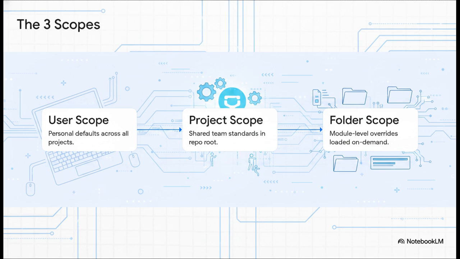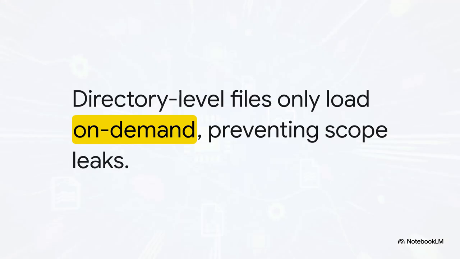Now, Claude Code resolves conflicts by prioritizing the most specific scope, so your personal user habits are never going to override the shared team standards at the project level. And here's a massive detail. Directory-level files load on demand, not at the start of your session. This is a huge advantage for large projects or monorepos, because if your AI is working in the front-end directory, it reads the front-end rules. It won't accidentally learn your back-end Python linting rules unless it actually navigates into that specific back-end folder. It completely solves the problem of instructions leaking into contexts where they just do not belong.